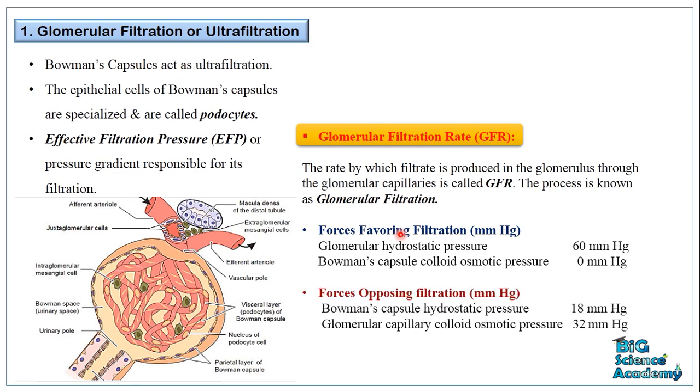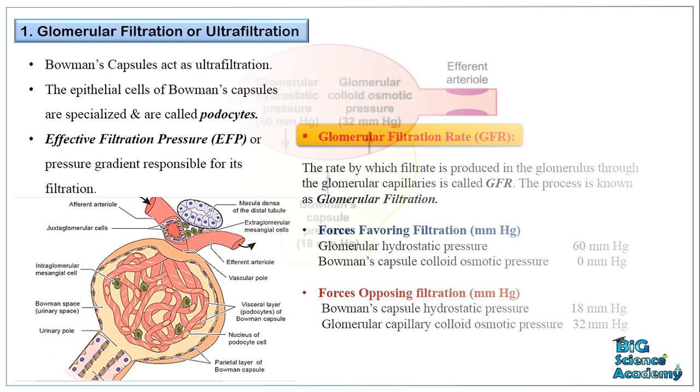Two different forces favor and two other forces oppose the filtration. The forces that favor the filtration are glomerular hydrostatic pressure and Bowman's capsule colloid osmotic pressure, and the forces that oppose the filtration process are Bowman's capsule hydrostatic pressure and glomerular capillary colloid osmotic pressure.